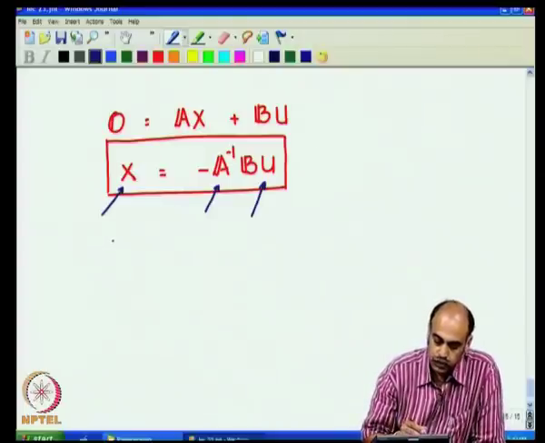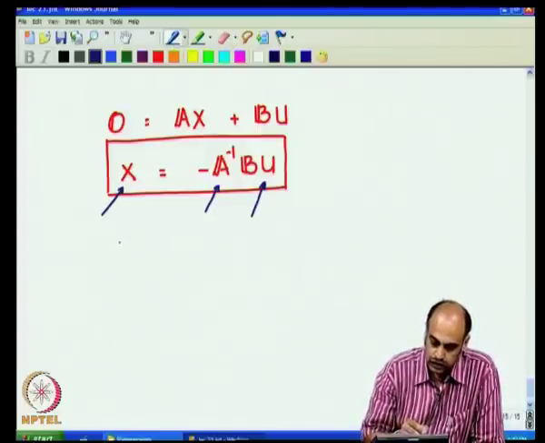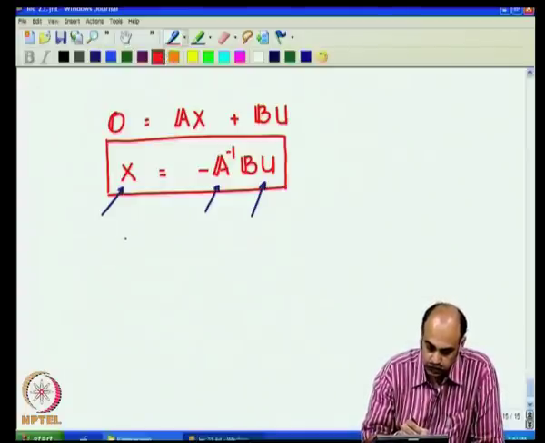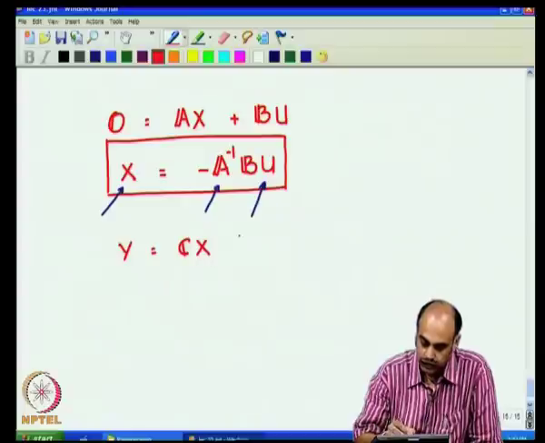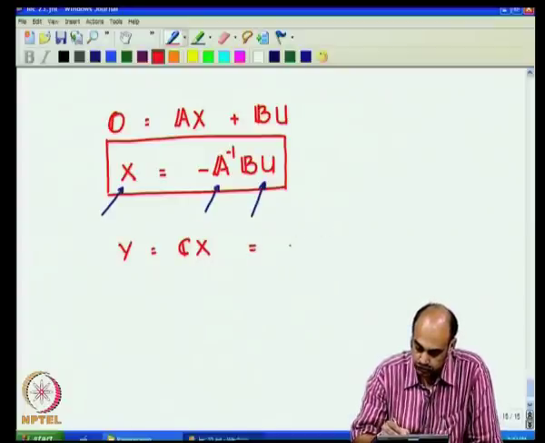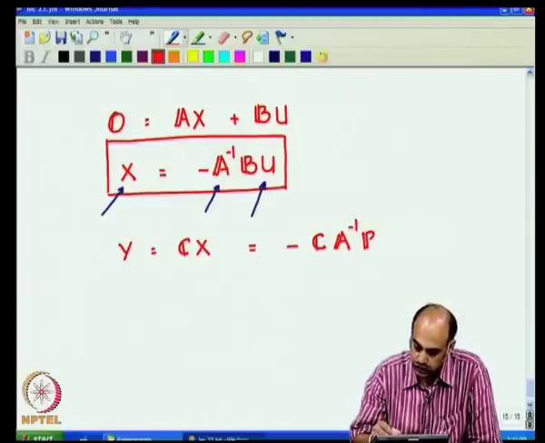Likewise, if you want to include the output equation into this, you have, let us say, y which is equal to C x, which is minus C A inverse B u.